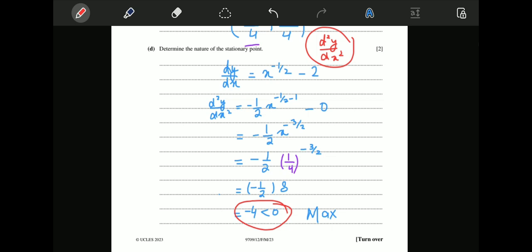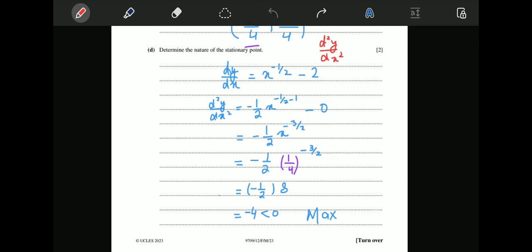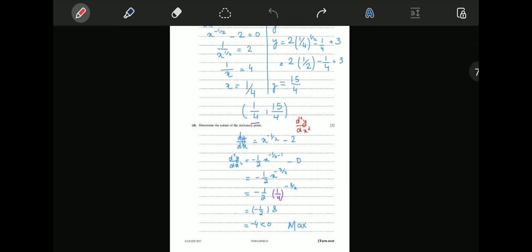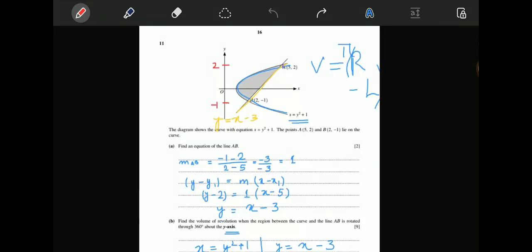Okay, and the curve is going to be like this and this. So this is maximum and this is minimum. Okay, so that's it. Now let's move on to the next question, the last question most probably. So the last question of our paper, question 11.